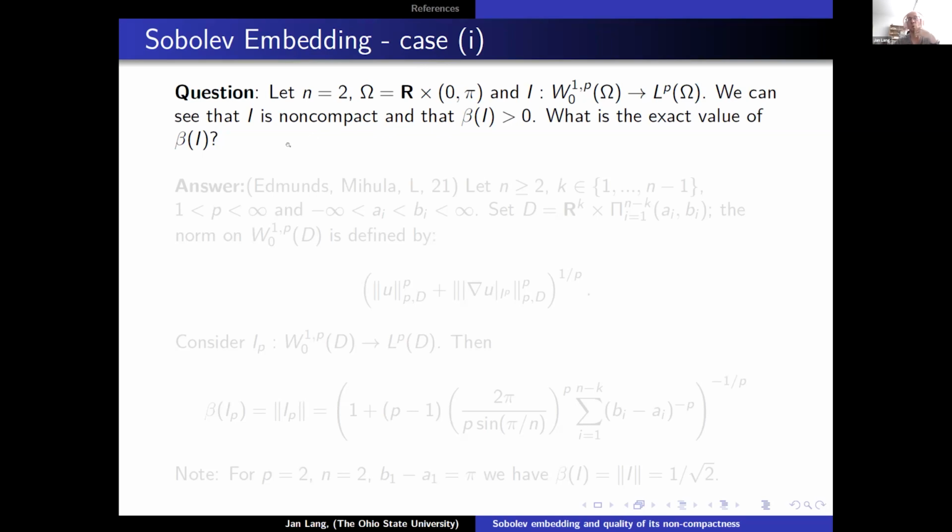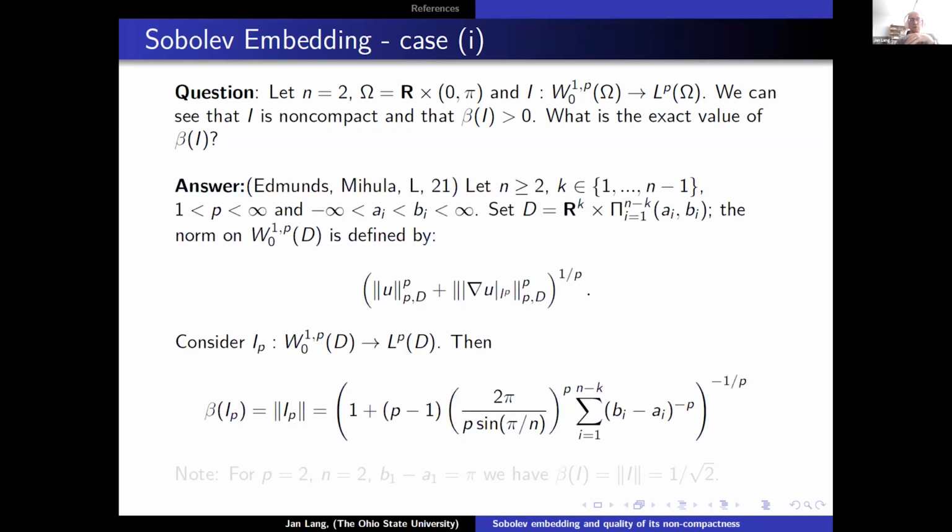But there was a question: what should be the exact value for that measure of non-compactness? I looked at this with David Edmunds and Zdeněk Mihula, my collaborator, and we were able to obtain the following observation. Usually when we are solving a problem, in order to solve it fast, it's sometimes a good idea to do it in a more general setup. Instead of this problem here, we solve a little bit more general problem.